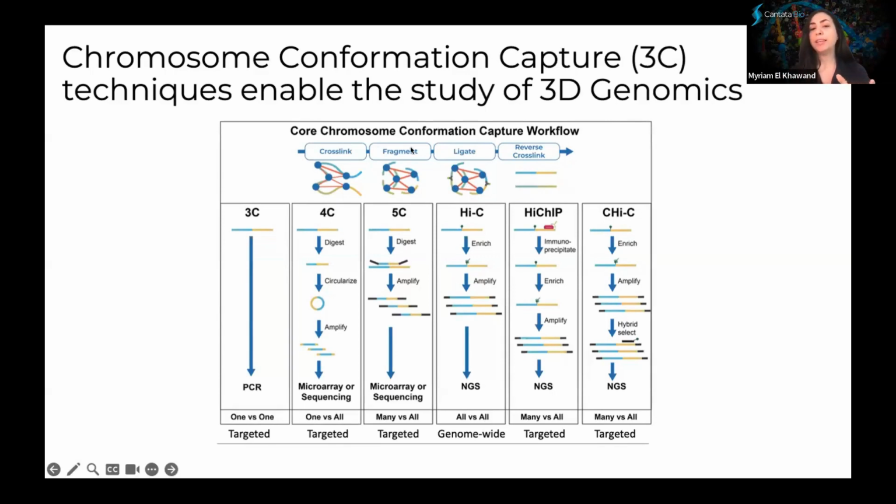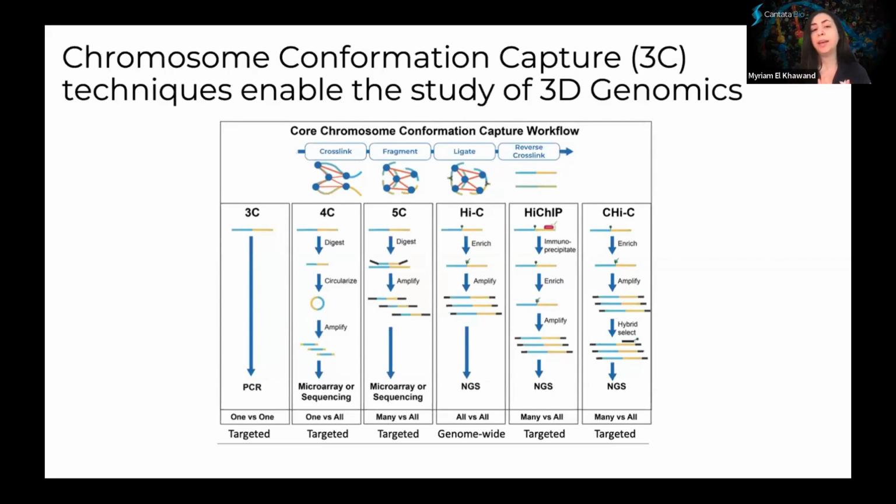So all of these techniques have this core workflow in common, but they do have differences in how they're detecting their interactions and what interactions they are detecting. At its inception, the 3C technique was used to interrogate the interactions between two defined DNA sequences. So you're really establishing a 1 versus 1 relationship, and it used PCR amplification to detect that interaction.